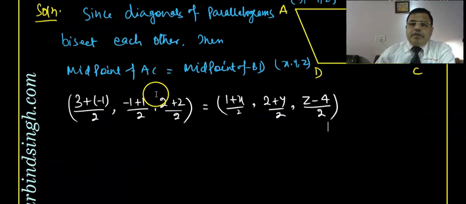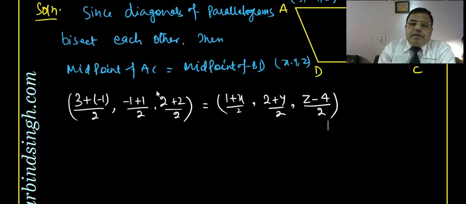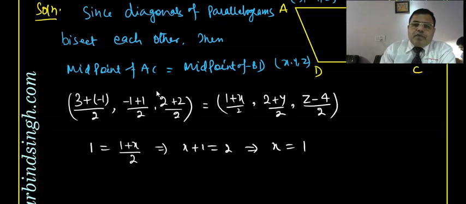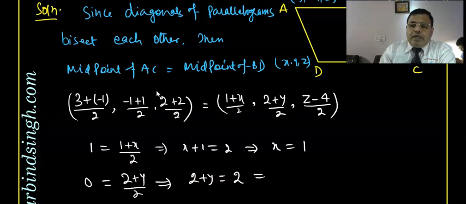So therefore, using this, we have (3 - 1)/2 = 1, (2)/2 = 1, so 1 is equal to (1 + x)/2, right? And therefore x + 1 = 2, and therefore x = 1. Also, 0 = (2 + y)/2. This implies 2 + y = 2, and therefore y = 0. Y coordinate is 0.